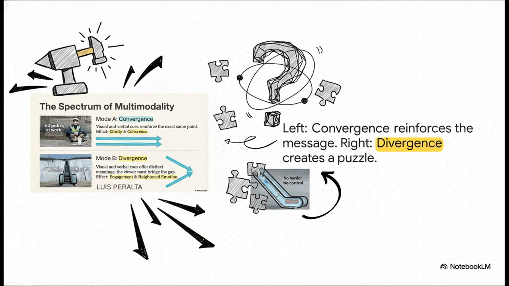Okay, let's see these two modes in the wild. On the left, we have pure convergence. The image of the struggling worker directly illustrates the text about unlimited cheap labor. It's totally straightforward. Bam, bam. But on the right, that escalator poster uses divergence. The image by itself is just surreal and confusing. It's the text, no border, no control, that gives you the key, letting you solve the visual puzzle and locking in the exact meaning they wanted you to get.